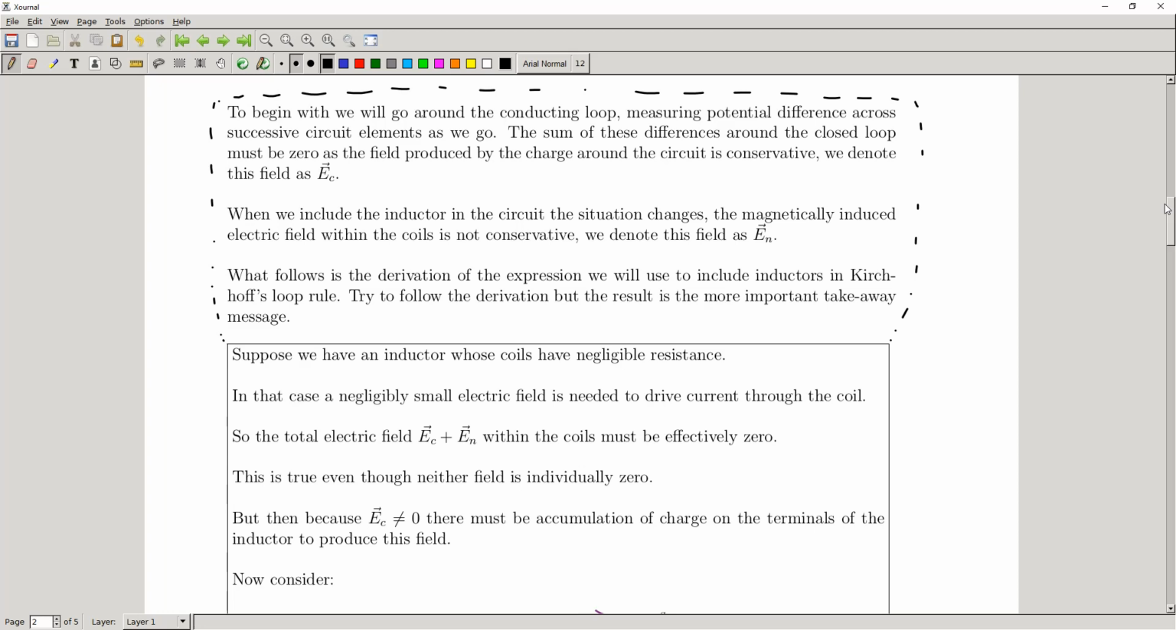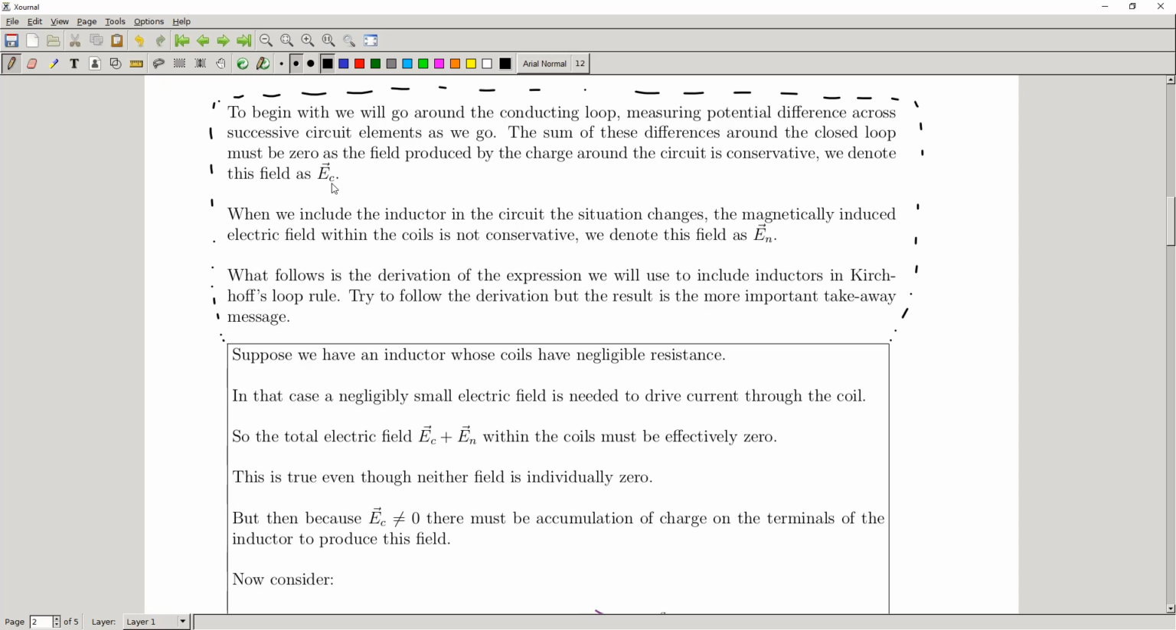And this is because the field produced by the charge around the loop is conservative, and we give that conservative electric field around the loop this symbol here. Okay, electric field subscript C, so it's electric field conservative.